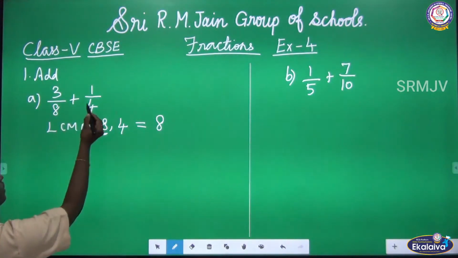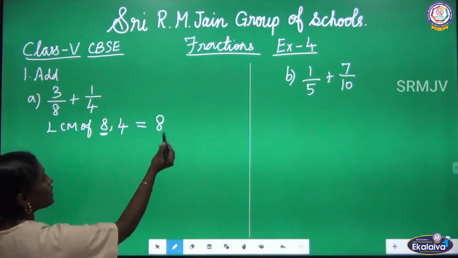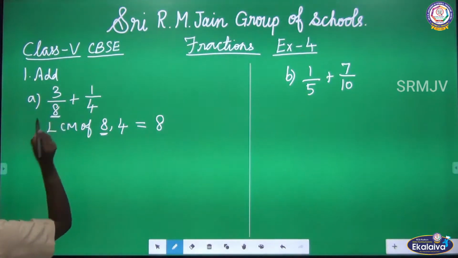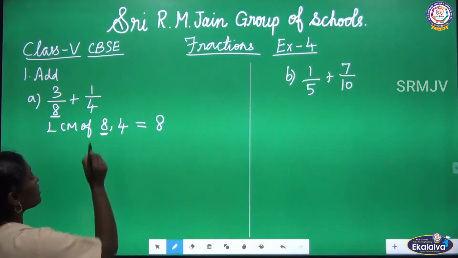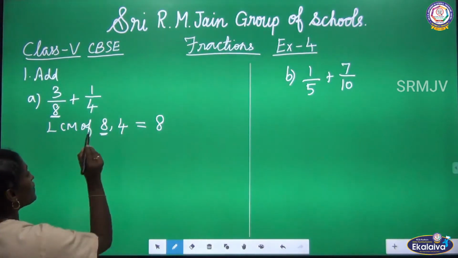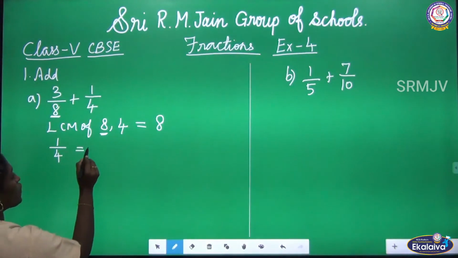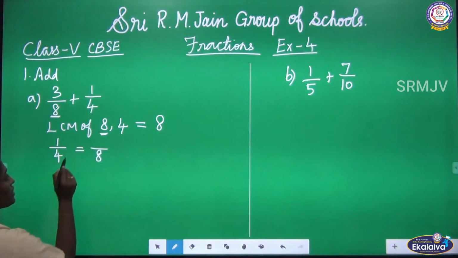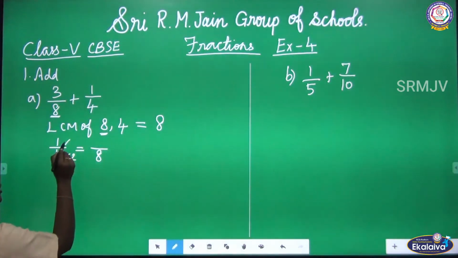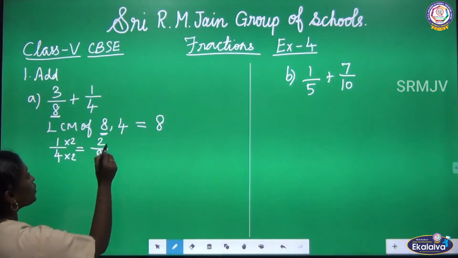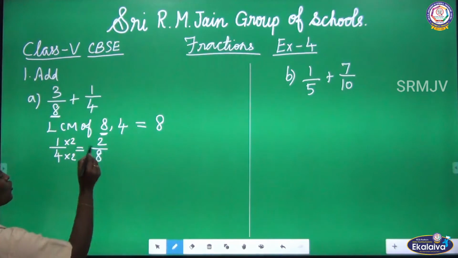Now we have to convert the given fractions with a denominator 8. Here see the first fraction. Here already the denominator is 8. So we are going to change the second fraction alone. The second fraction is 1 by 4. In 4 table, when you will get 8? 2 times. So we have to multiply the numerator by the same number 2. 1 into 2, 2. Then the second fraction is 2 by 8.